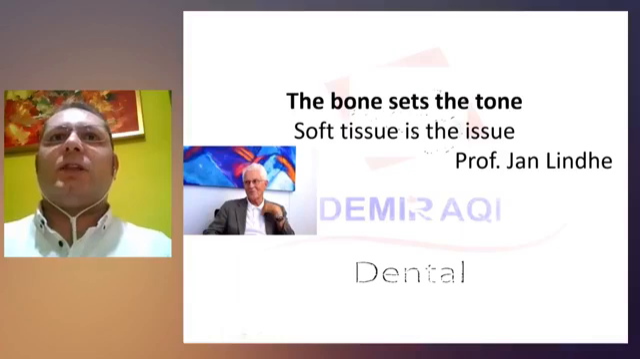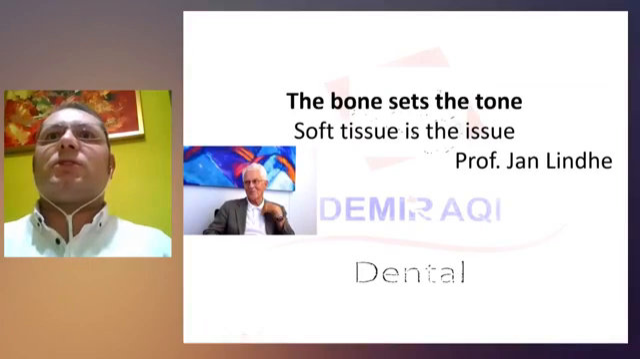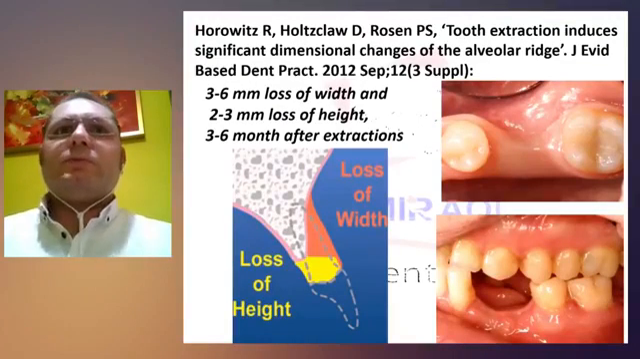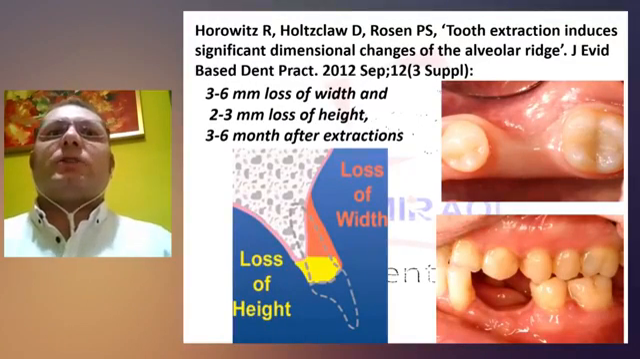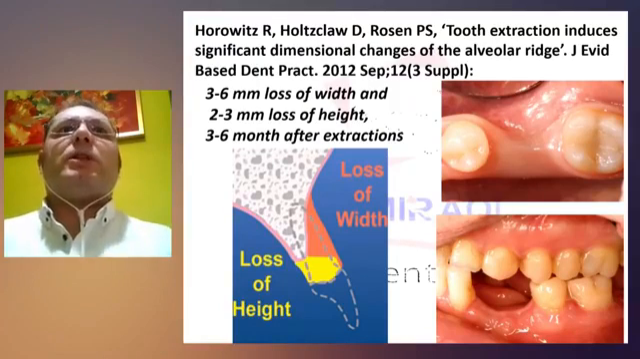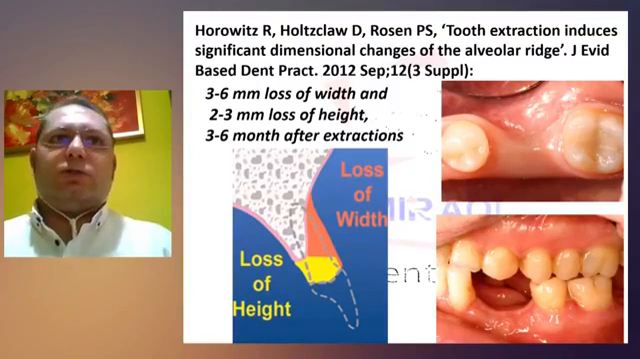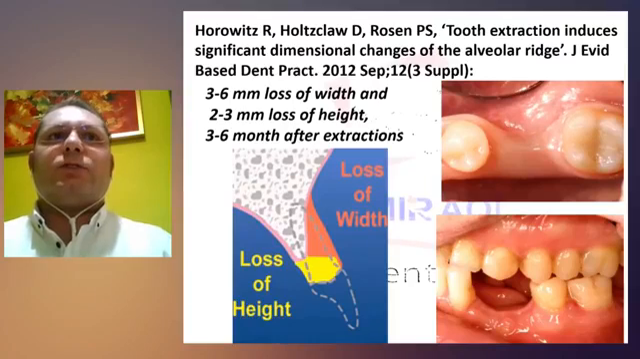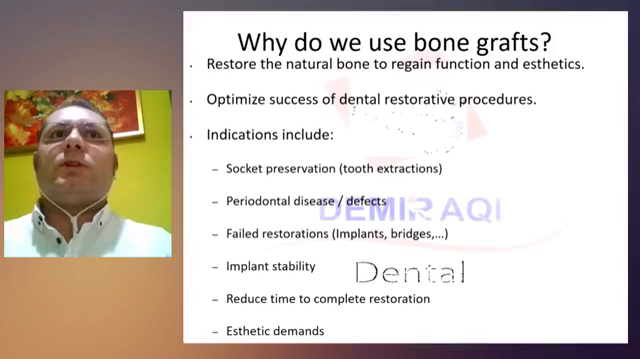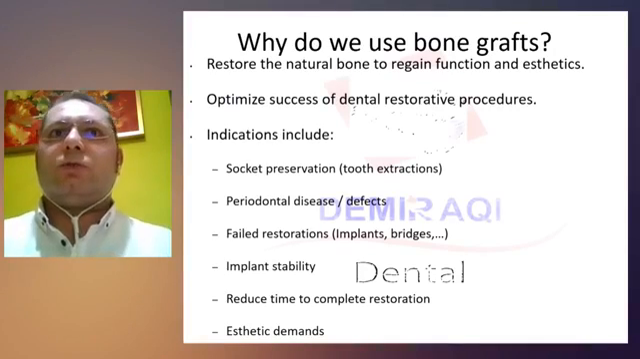So, as Professor Linda said, the bone sets the tone and soft tissue is also the issue. Well, what we know is that after we extract a tooth, we have a loss of dimensions, which is 3 to 6 millimeters in width and 2 to 3 millimeters in height within 3 to 6 months from extraction. So, how can we restore it? Because we need to get back what we lost.